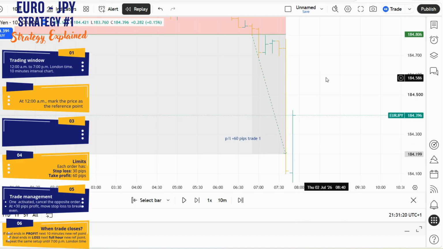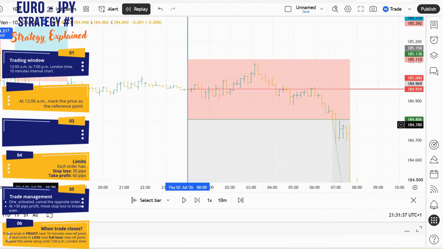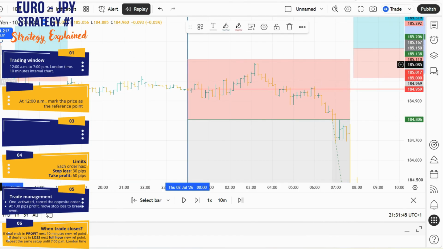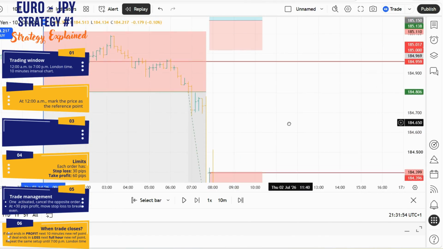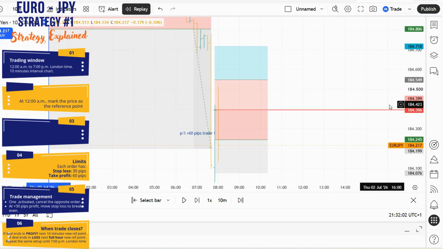We wait for the next 10-minute interval and use the completed candle to establish a new reference point. 2 new pending orders are then placed around this updated reference level. Once again, the buy order is positioned 15 pips above the reference, and the sell order is positioned 15 pips below it. The stop loss remains 30 pips, and the take profit target remains 60 pips.